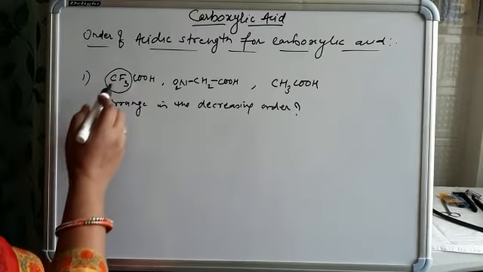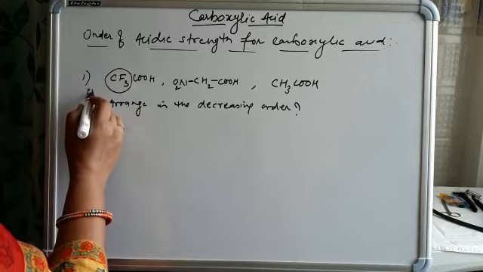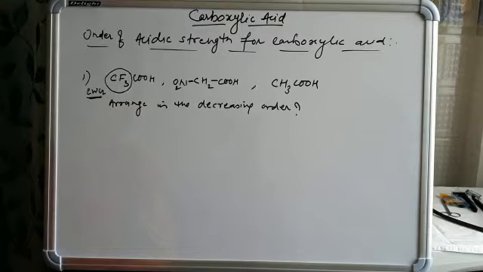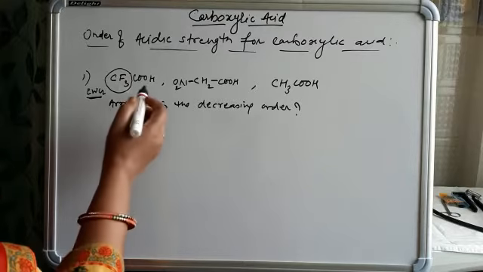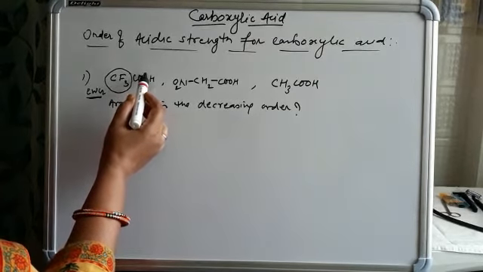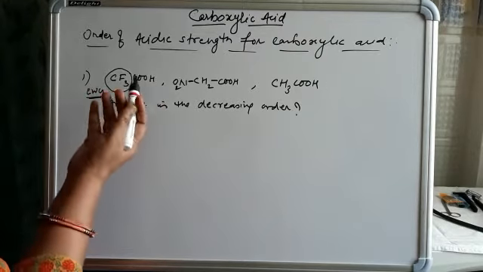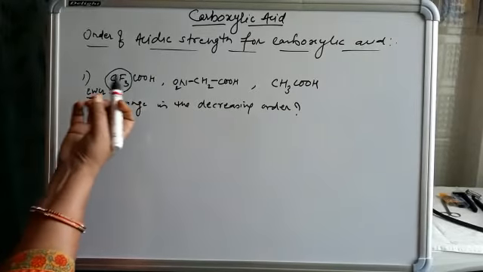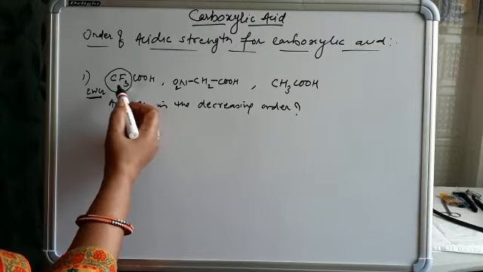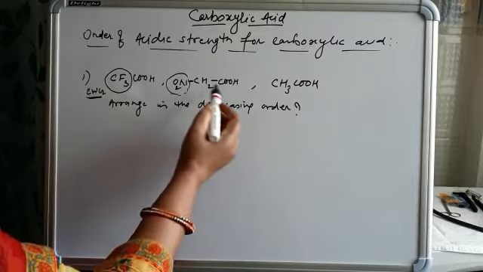This is CF3, and we know that this group is an electron withdrawing group, and as we studied earlier, an electron withdrawing group increases the acidic character of carboxylic acid because the negative charge that appears on the oxygen is stabilized by this particular group. This group pulls electrons towards itself and it becomes easy for the compound to release the H ion. Here also an electron withdrawing group is present in this molecule.